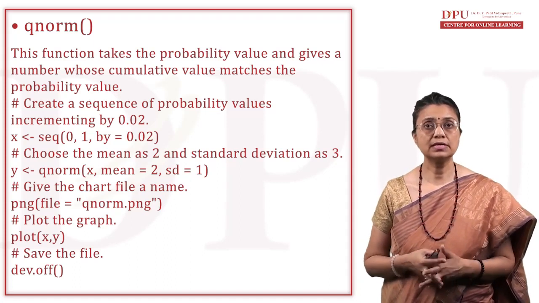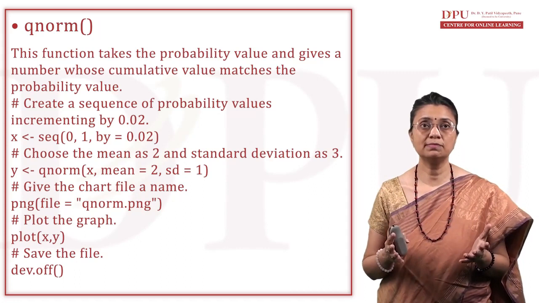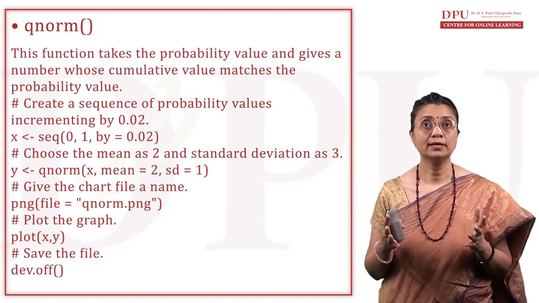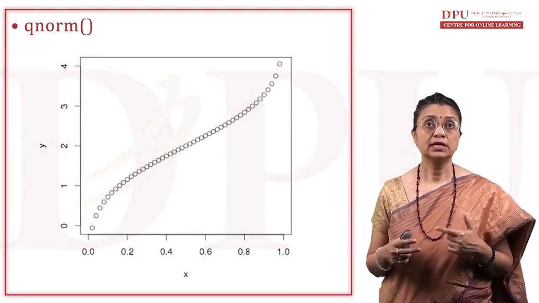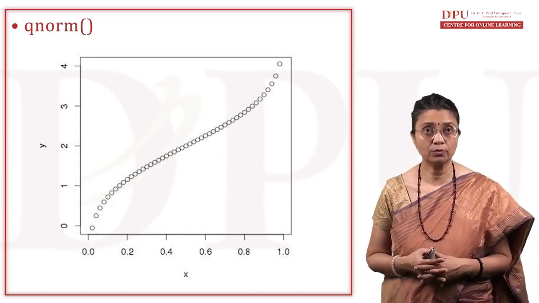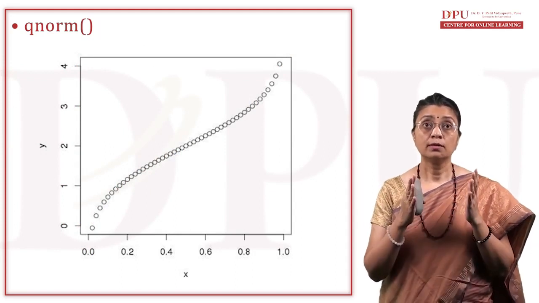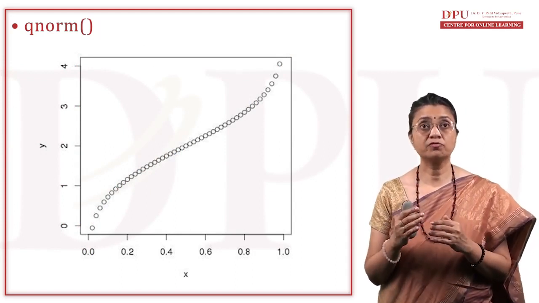So, which means that I have the probability from 0 to 1. As we know that probability is always from 0 to 1. Now, I'm trying to find out which particular number is matching that probability value. So, here my 0 to 1 has been divided into parts by a gap of 0.2.